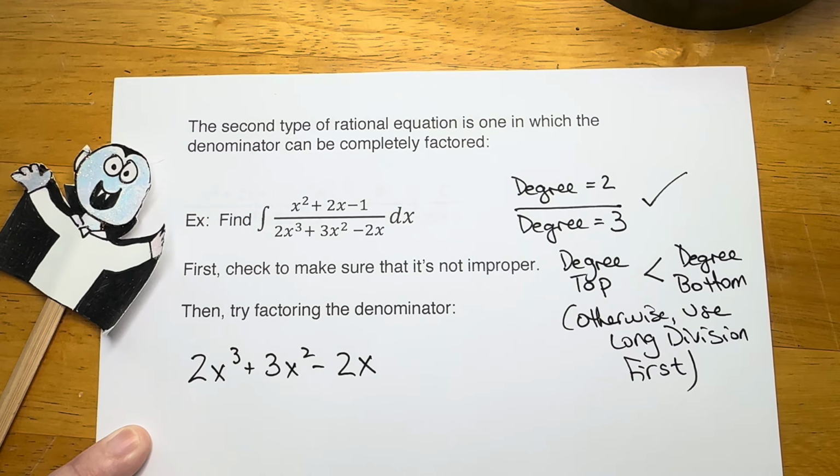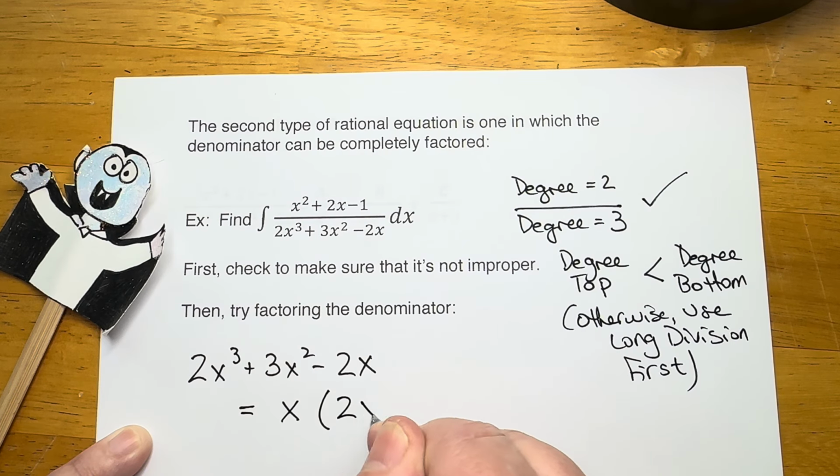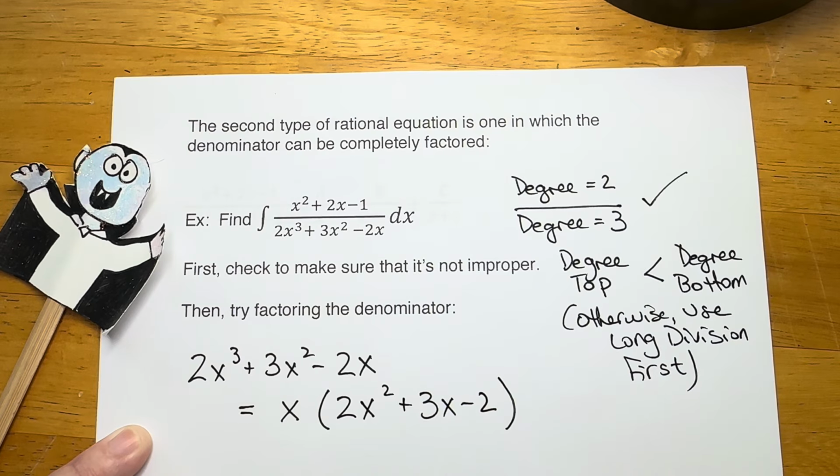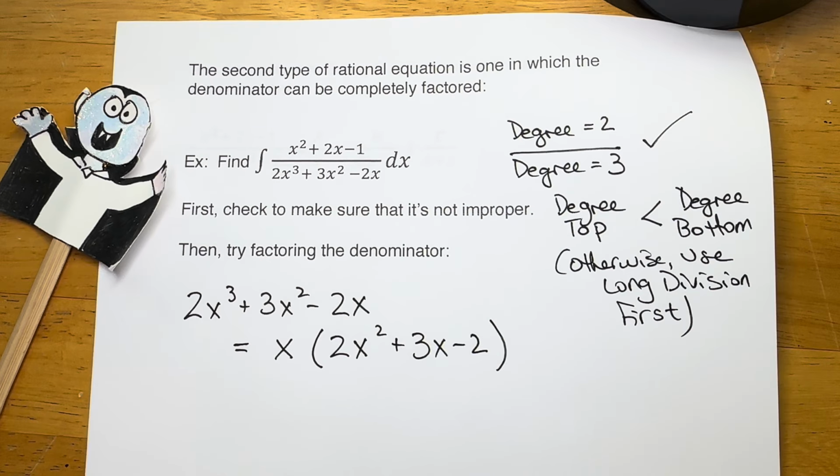Right off the bat, hopefully you're looking for common factors. The easiest way to factor a polynomial is with things that it has in common, single terms, otherwise monomials. And I see that there are x's running all the way through it. So I can factor out an x, and I get 2x squared plus 3x minus 2. So far, so good.